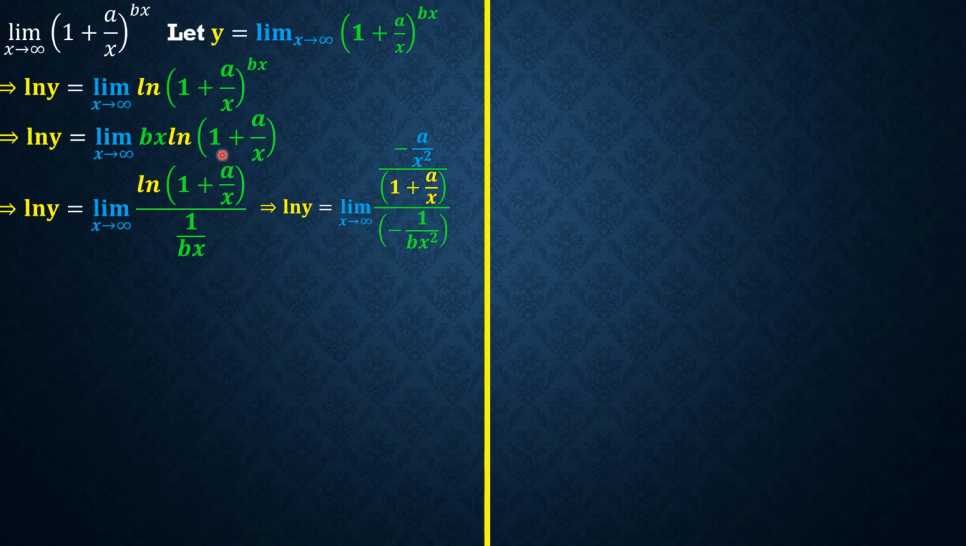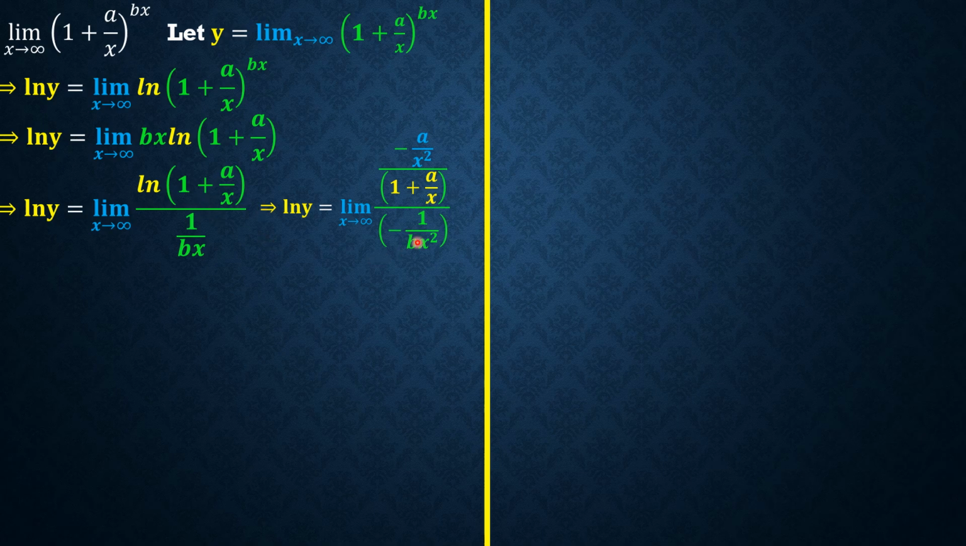Differentiating a natural log function means we have the interior of the function, that is 1 + a/x, in the denominator, and what we put at the top is the derivative of the inside. The derivative of 1 is 0. The derivative of a over x is negative a over x squared. Then differentiate the bottom: 1 over b is a constant.